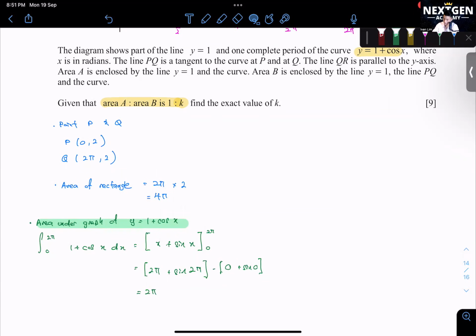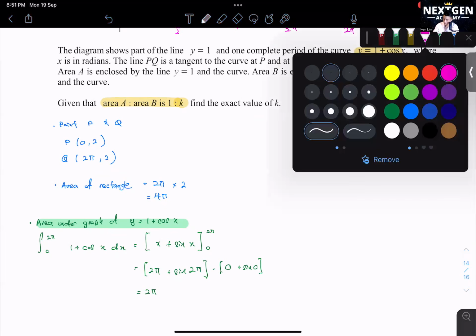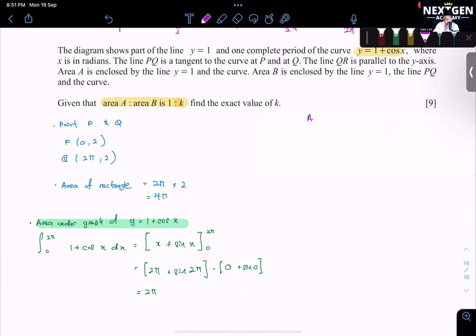So area A plus area B. Okay, let's go to the next section. Area A plus B is taking the rectangle minus the area under the graph, right? Draw this rectangle. So it's 4 pi minus 2 pi, which equals 2 pi. I'm just taking this value minus this value.